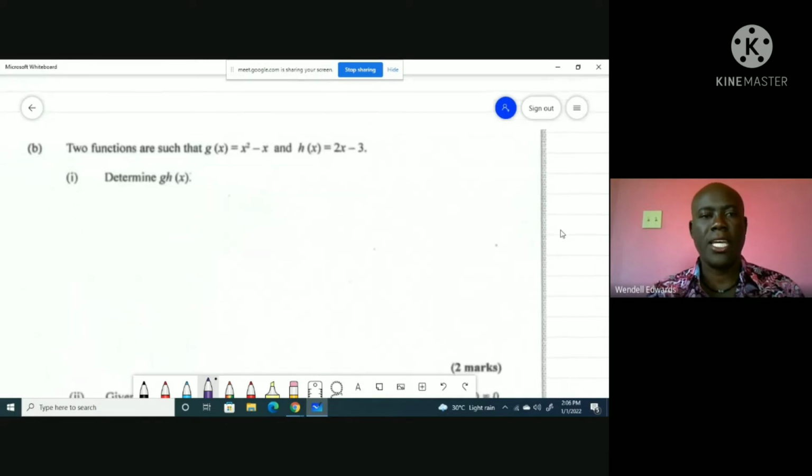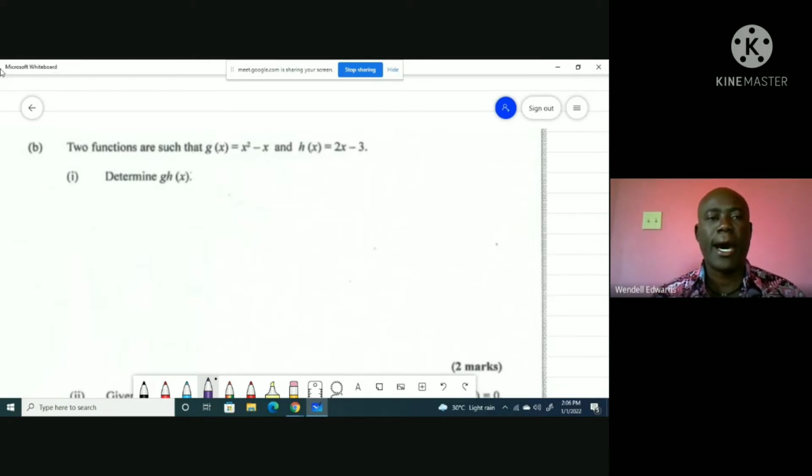Part B is a function, right? And so part B says two functions are such that g of x is equal to x squared minus x and h of x is equal to 2x minus 3. Definitely we're asked to find or determine g of h of x. This is a composite function, all right, where the h function is actually going to plug itself in the g function. So let's write the g function for a start.